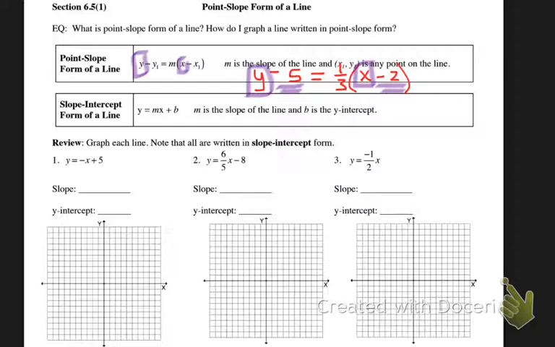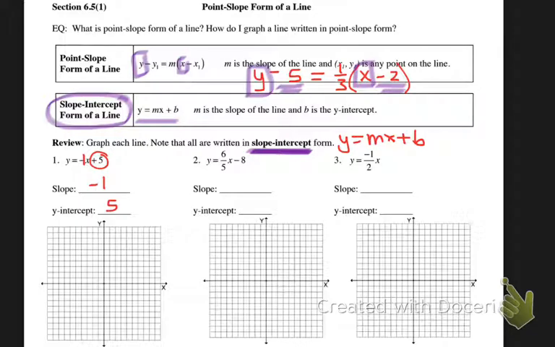We also still want to remember slope-intercept. This is a really important one, and that's y equals mx plus b. So the first 3 examples, we're going to practice graphing, but note all of these are written in slope-intercept form, which is y equals mx plus b. So the y is alone, so we can identify slope and y-intercept. We know that the slope is the value in front of the x. So for number 1, our slope is -1, and our y-intercept is +5.